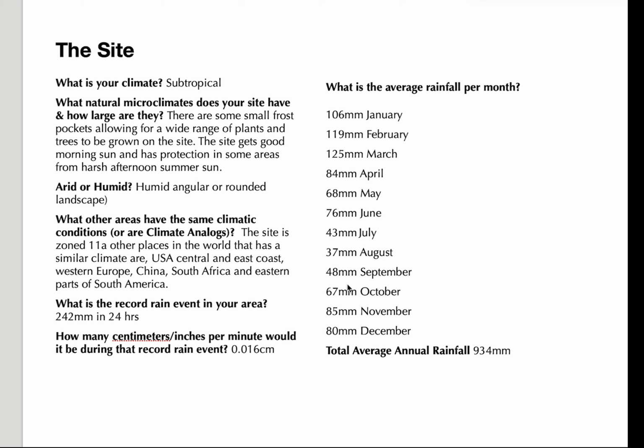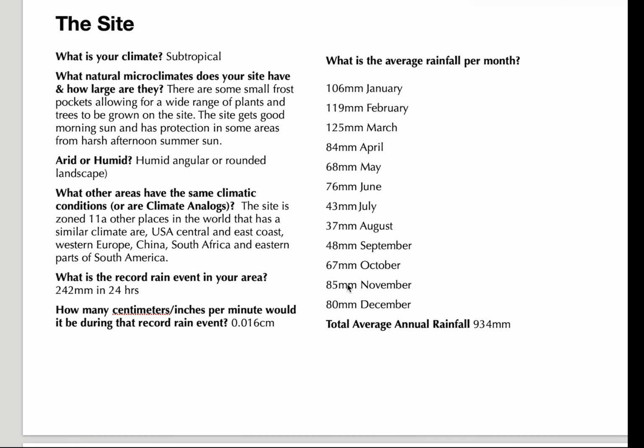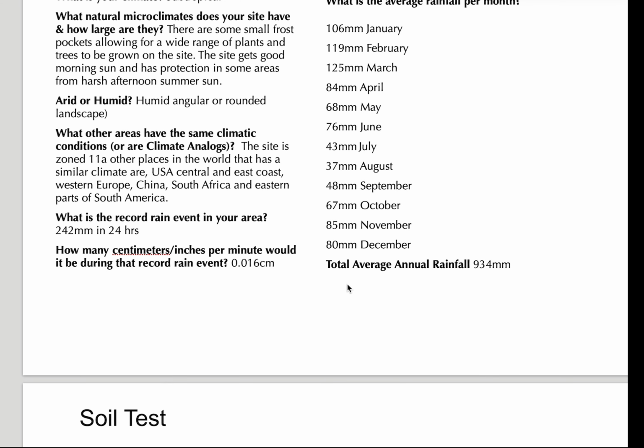Okay, some of the information about the site is very important, such as the rainfall over the year. That gives you an indication of what plants you can grow on the site and when to expect rains.